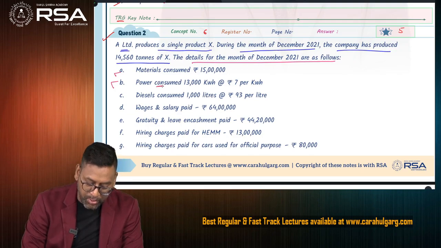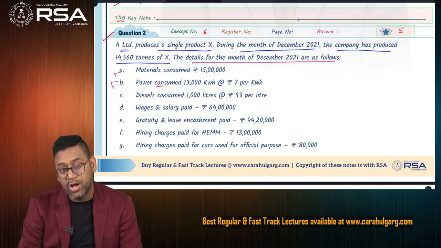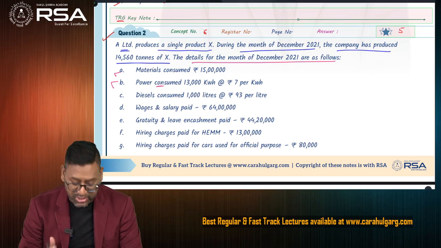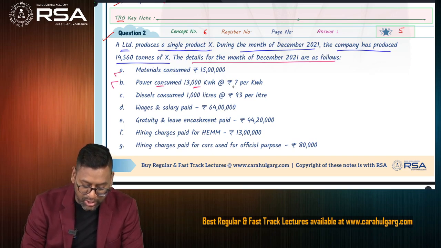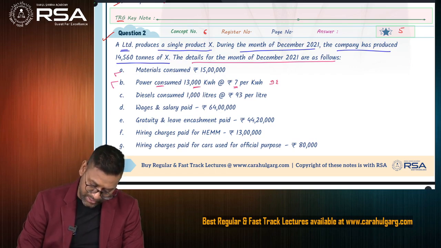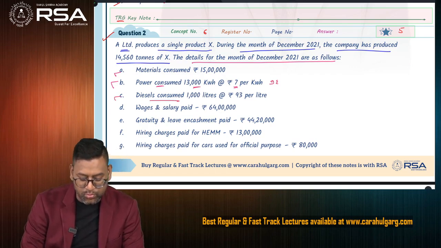Power consumed. I told you cost of utilities like power, steam, etc. should come in the direct expense. So 13,000 kilowatt hour at the rate of 7, you will multiply these two. We'll take it in the direct expense. Then it says diesel consumed. Again, it's a consumption of fuel. 1,000 liter at 93. So it will again come in the direct expense.